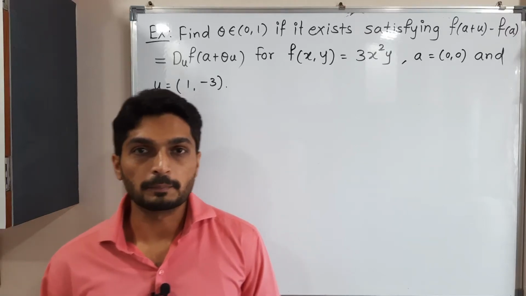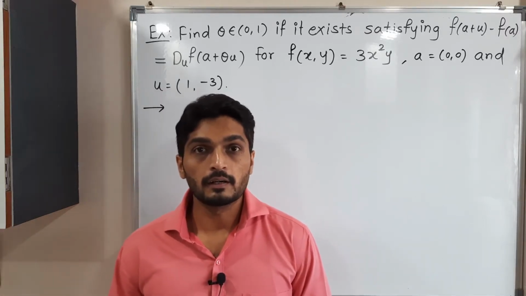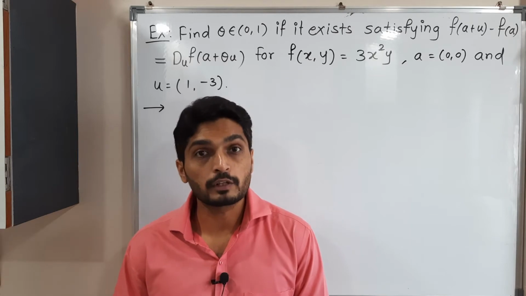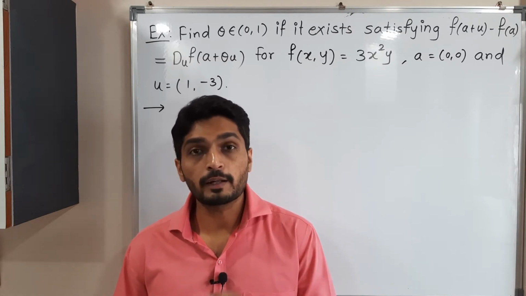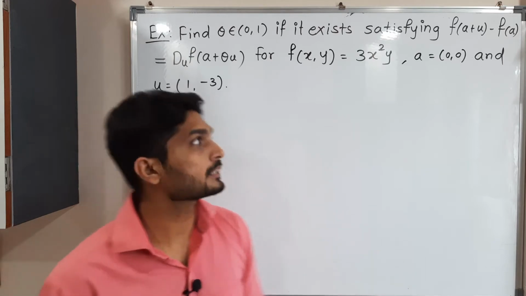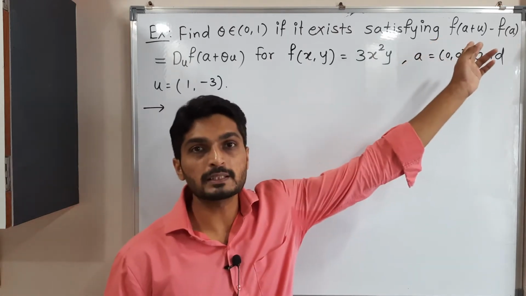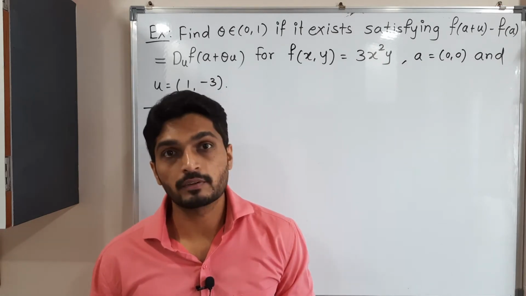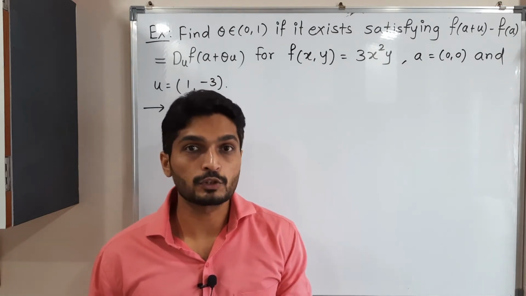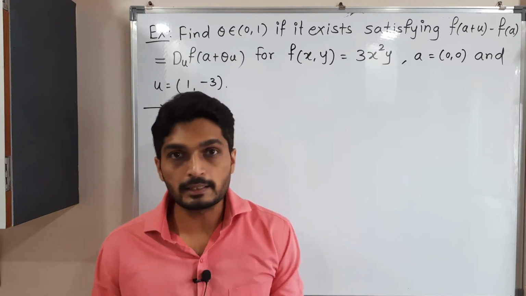Let us solve this example. In this example, it is based on the mean value theorem for a scalar field. We have a function, and we have to find the value of theta which will satisfy this condition: f of a plus u minus f of a is equal to the directional derivative of f at a plus theta u, in the unit direction of u. The things are clearly mentioned here.